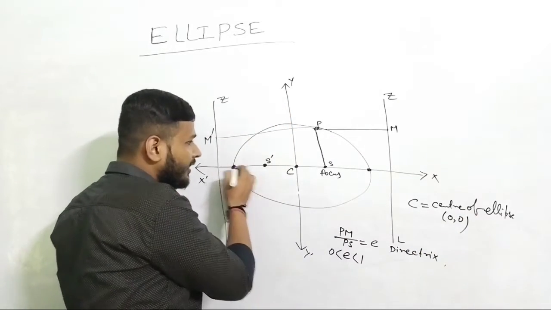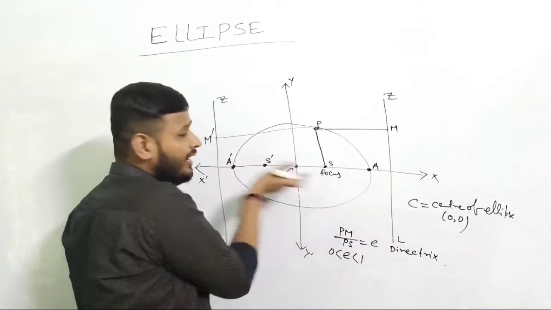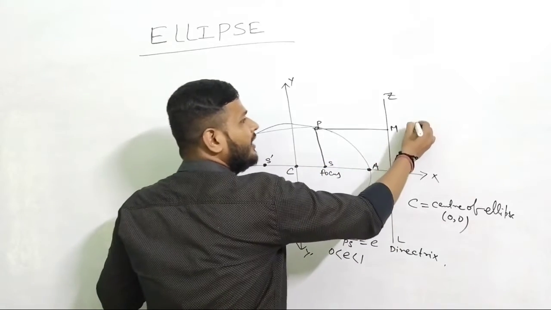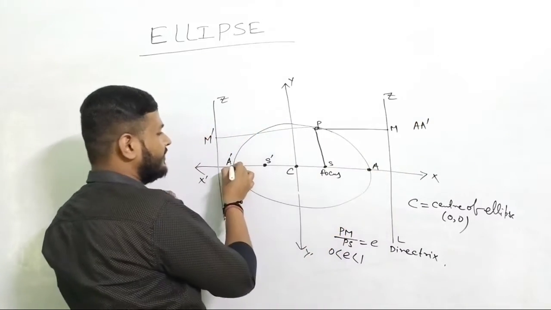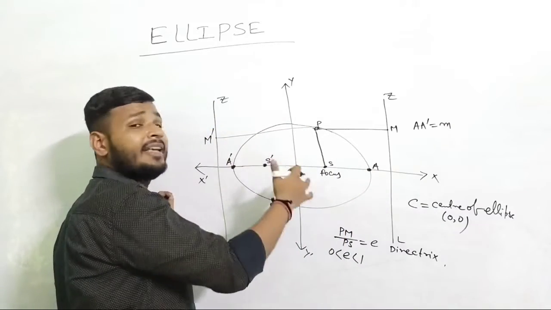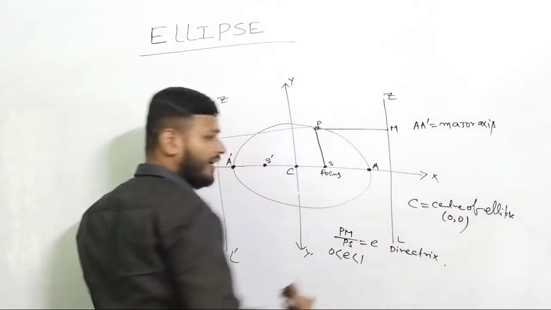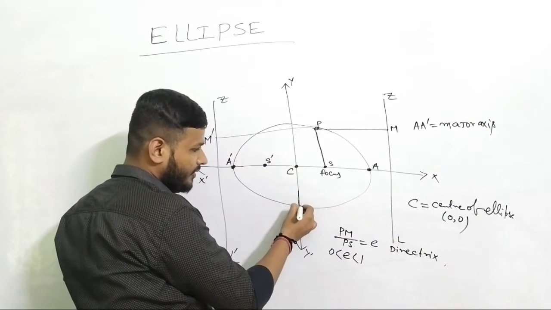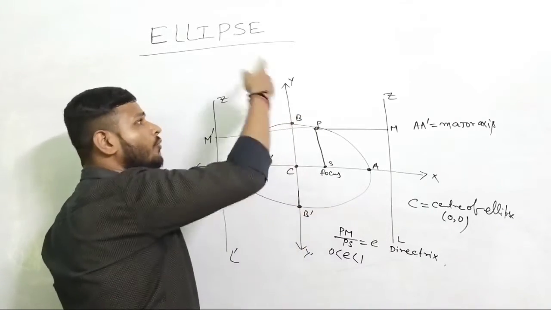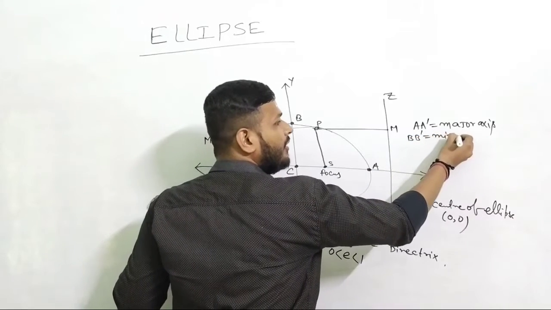This is named A dash. A dash A lies on the x-axis and is known as the major axis of the ellipse. And we name this B dash. This B dash B lies on the y-axis and is known as the minor axis.